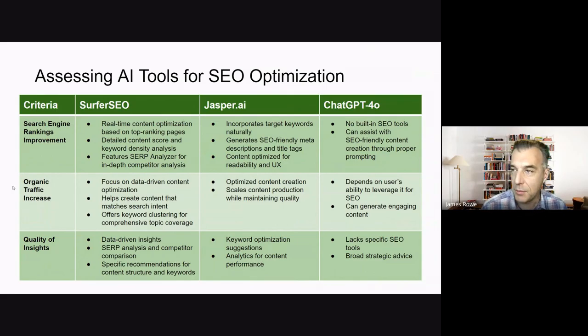So for search engine ranking improvement, Surfer SEO provides real-time content optimization. If you're focused on certain keywords, you can go in and explore how you will rank against what other top ranking pages are there. So it can give you guidance in terms of how to tweak your content to improve your results against those pages. And it also gives scoring and keyword density analysis to determine how well you've covered your content.